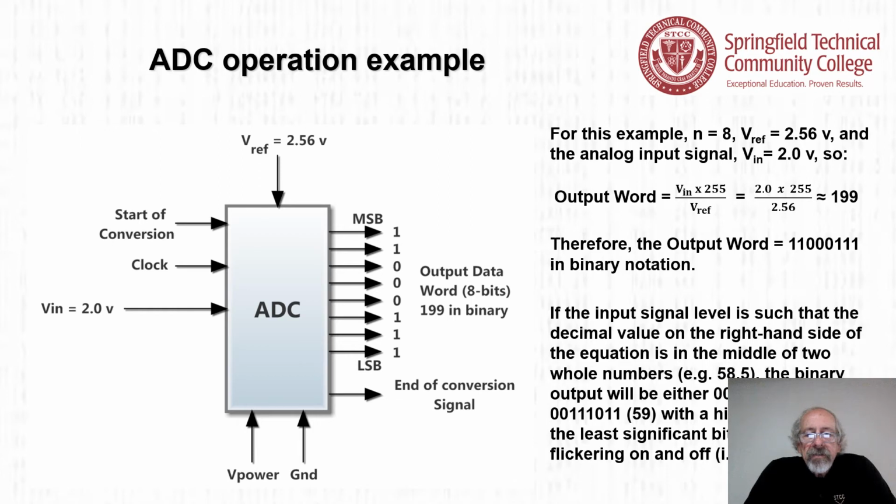If the input signal level is such that the decimal value on the right-hand side of the equation is in the middle of 2 whole numbers, for instance, it might be 58.5, the binary output will be either 58 or 59, with a high probability that the least significant bit, the LSB, will be flickering on or off. That is either a 1 or a 0. So the rest of the bits would be stable, but that last bit would be flashing back and forth between 1 and 0.